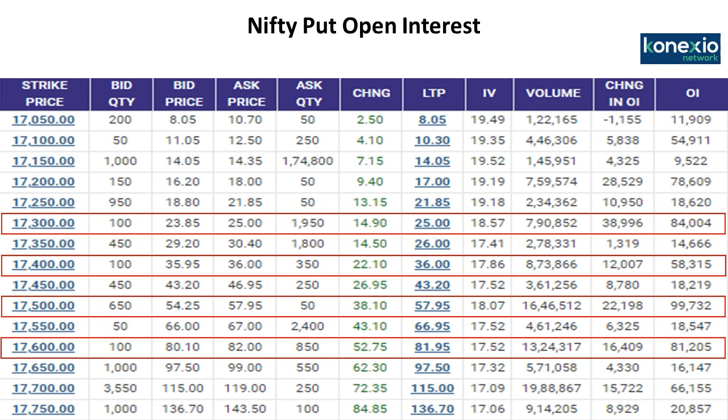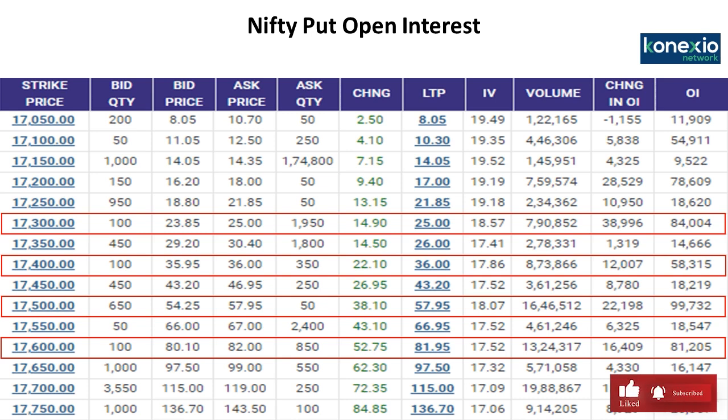And on the downside, looking at this data, we feel that 17,400 to 17,300 might act as a strong support in the Nifty for the next week. As we have seen, there was strong call writing in Nifty out of the money calls, which clearly indicates that upside is capped in Nifty, at least for the next week.